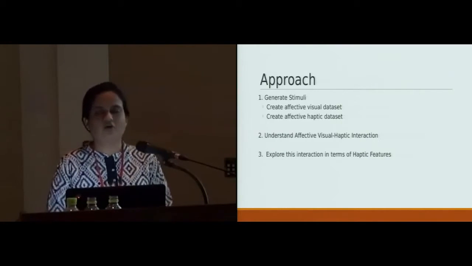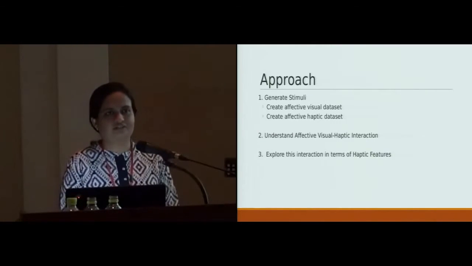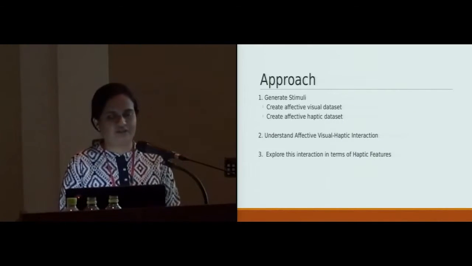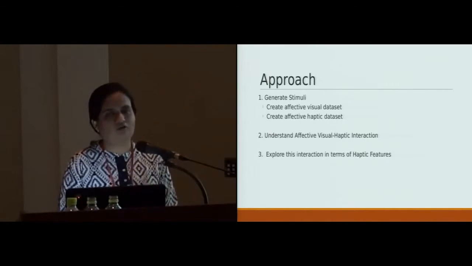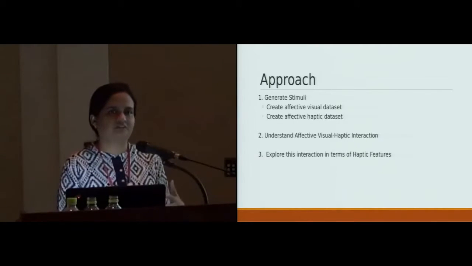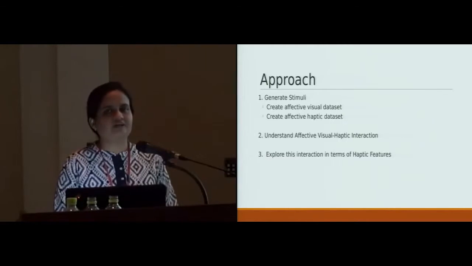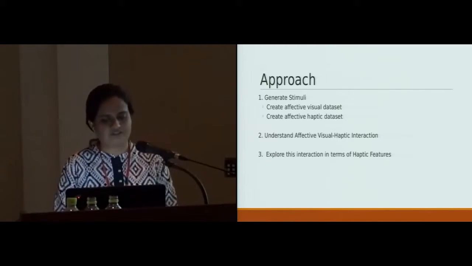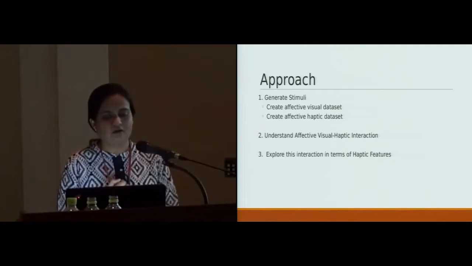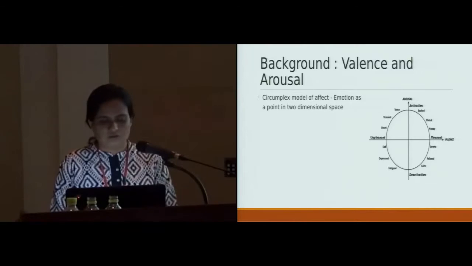So how did we go about doing this? First, we needed a visual data set with affective ratings. Then we designed a haptic data set with affective ratings. Finally, we studied how affective information presented in visual and haptic modalities interact. And finally, we explored this interaction in terms of haptic features. I will explain this a bit later, so that we could design multimodal interfaces.